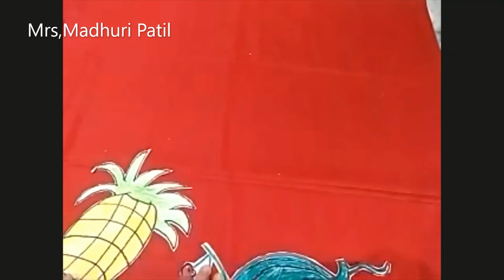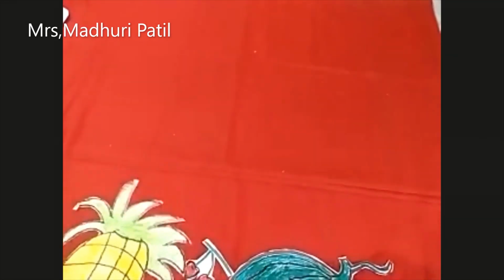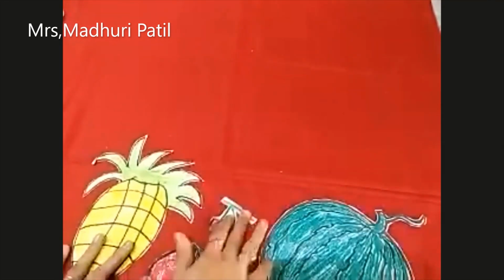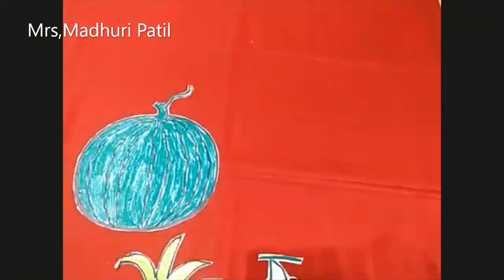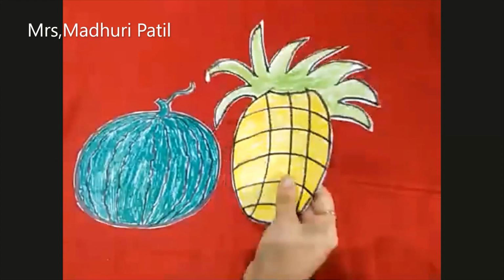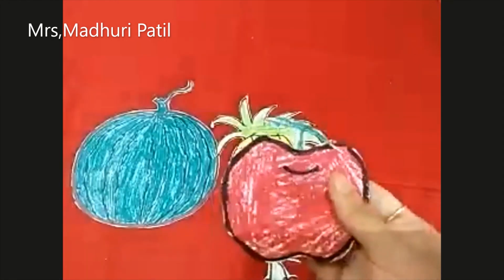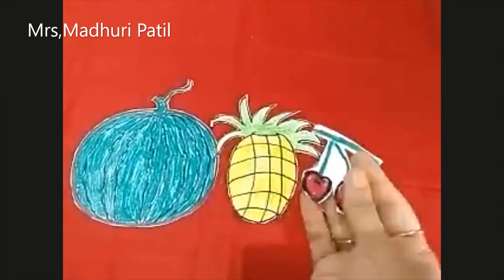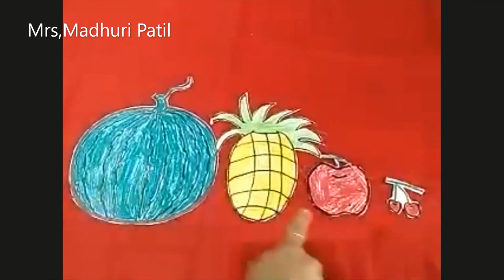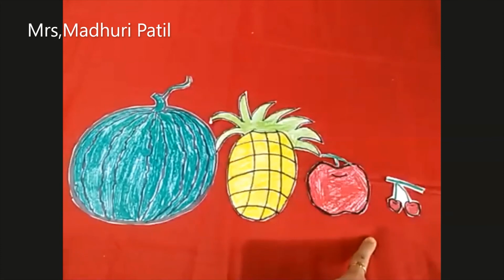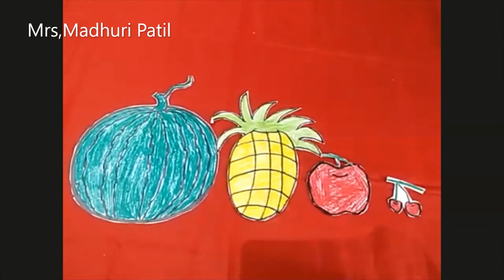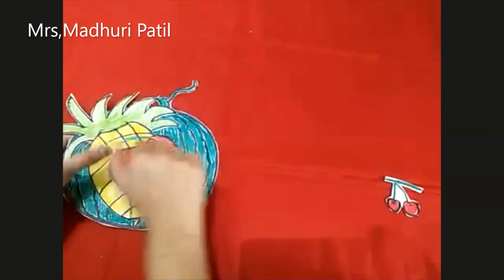For decreasing order, we start from the bigger one. So which is the big fruit? Watermelon. So first we'll keep watermelon, then pineapple, then apple, and then cherry. And this is called decreasing order. Understood? We will see some more examples.